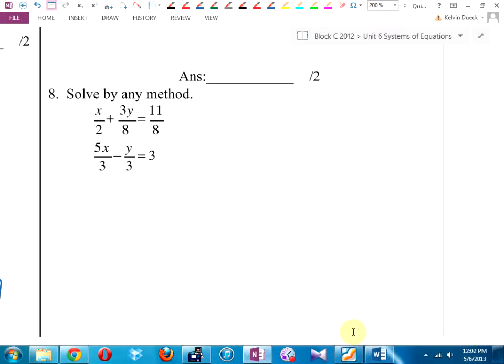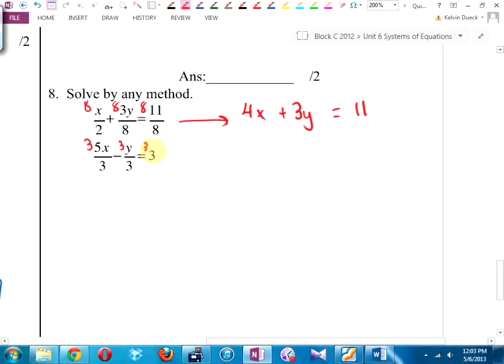So number 8, the first thing that I would do is go times by 8, times by 8, times by 8. Because then I'll get 4x plus 3y equals 11. I would times by 3, times by 3, and you multiply that by 3.